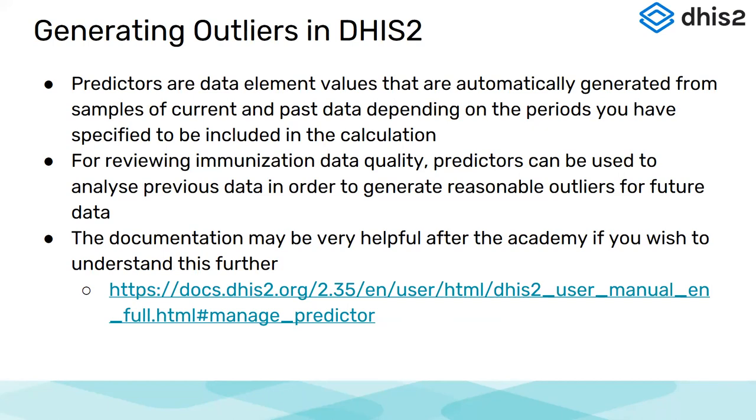Then the predictor value, which will be automatically calculated, will have to go and feed a data element. You have to create a data element and give that data element the same name as the predictor, and the data calculated will be auto-populated into the data element. So for example here, to review immunization data quality, a predictor can be used to analyze previous data in order to generate reasonable outliers for future data.